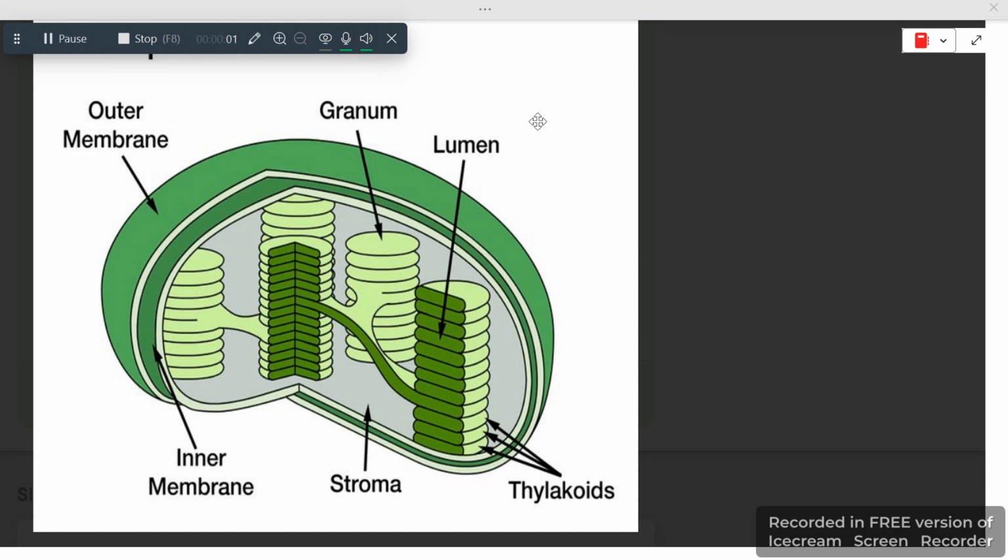Okay, so in today's video, we'll be going over some very important points, all the labeling which I just discussed in the last video. I'll give you a little information about all of these. So yes, let's start with the outer membrane.